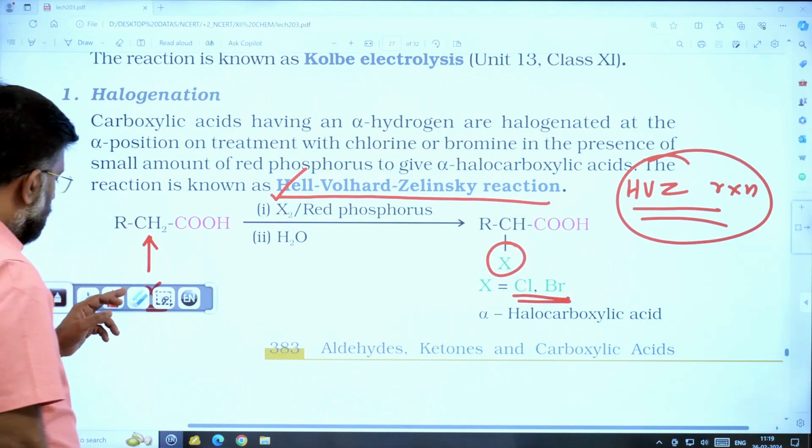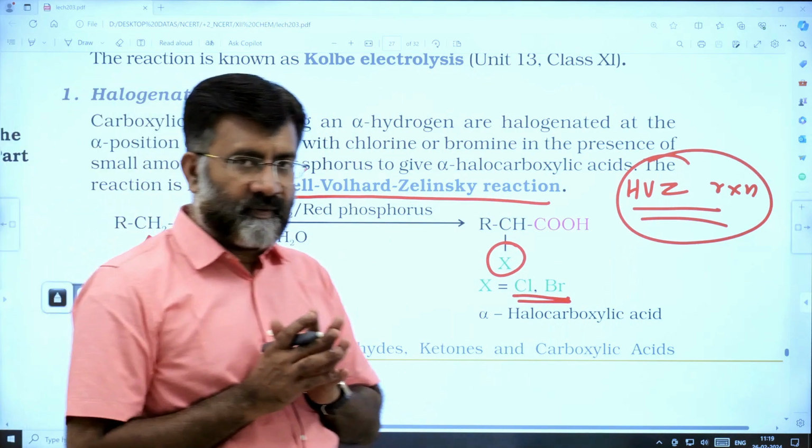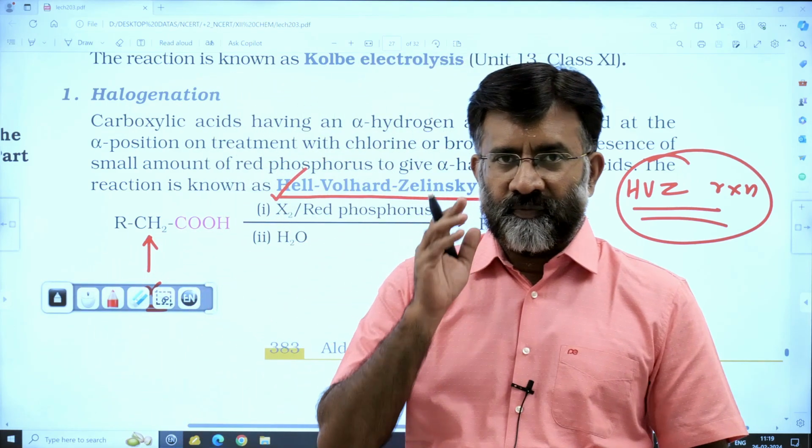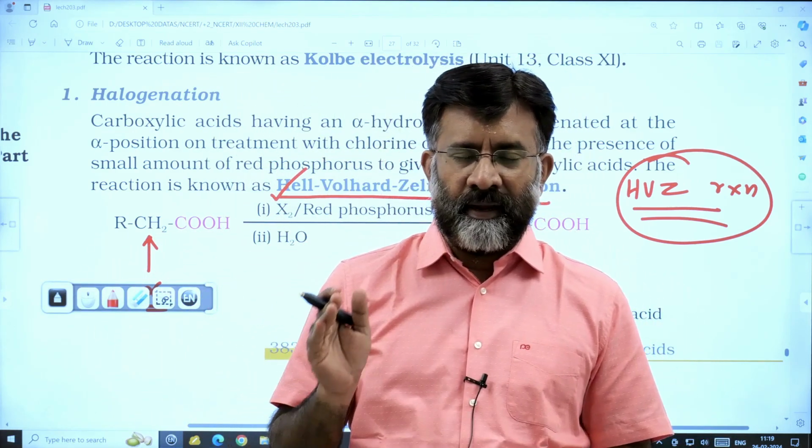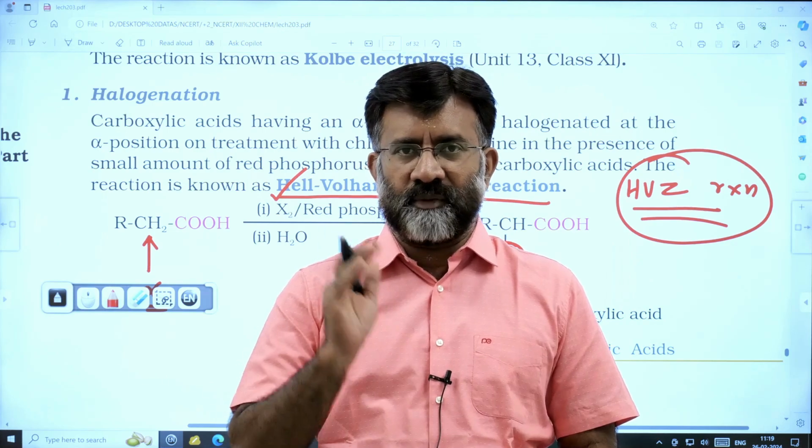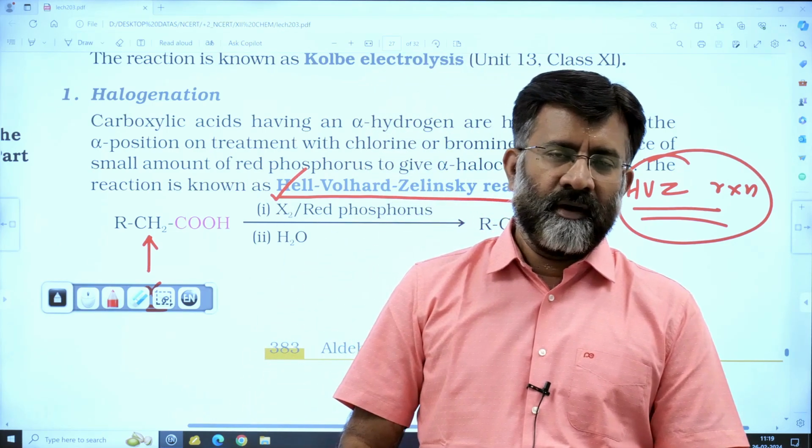And finally, remember this is the reaction given by carboxylic acid which contains an alpha hydrogen, and that alpha hydrogen is replaced by a halogen when treated with red phosphorus.